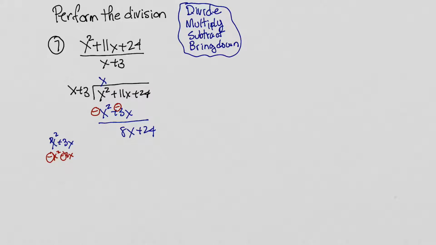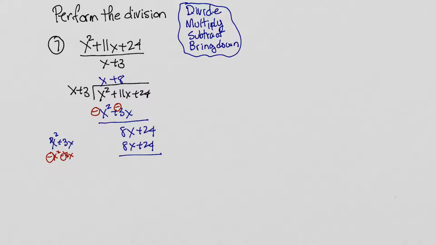So divide. So x into 8x. Think of it as a removal process. I've got 8x, I'm going to remove an x, so I'm left with a plus 8. There's my divide, and now I'm going to multiply. Start here, and multiply all the way through. 8 times x is 8x, 8 times 3 is 24, so we'll get 8x plus 24. There's the multiply.